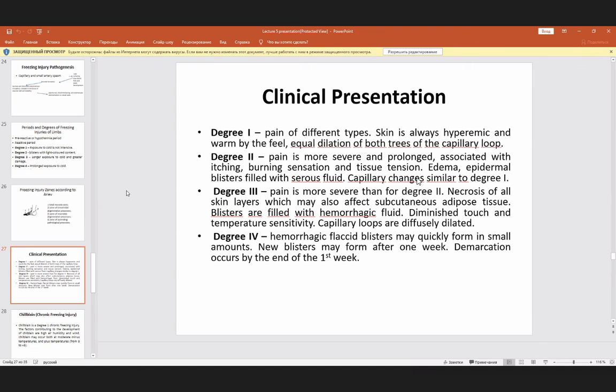Degree 3, pain is more severe than for degree 2. Necrosis of all skin layers, which may also affect subcutaneous adipose tissue. Blisters are filled with hemorrhagic fluid, with loss of touch and temperature sensitivity. Capillary loops are diffusely dilated. Degree 4.